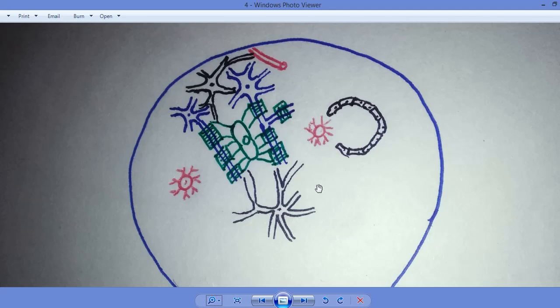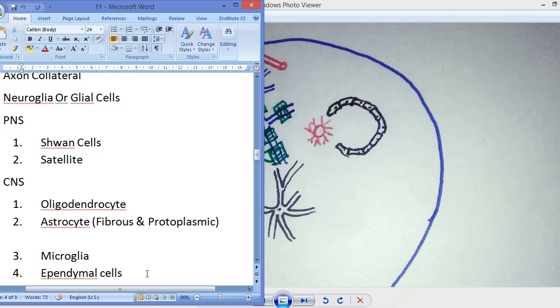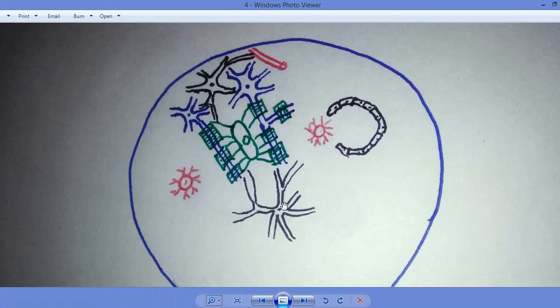And one of the very important functions of the astrocyte, which has been revealed nowadays, is that the astrocyte can work as a stem cell for the neuron. The astrocyte can develop into a neuron inside the brain. So this is one of the very good functions of the astrocyte, that it can be differentiated into a neuron inside the central nervous system. So this is also one of the important functions of the astrocyte.